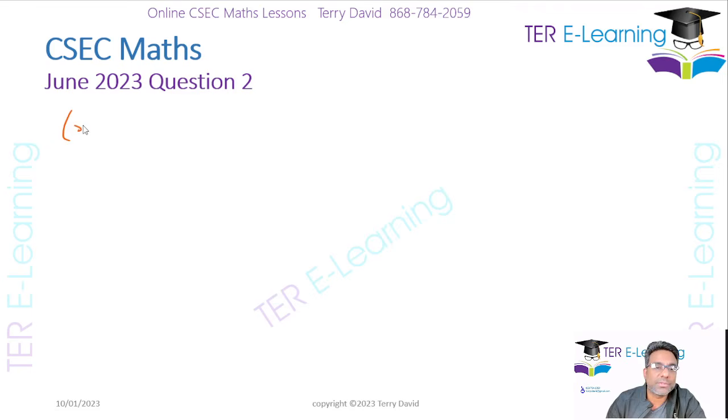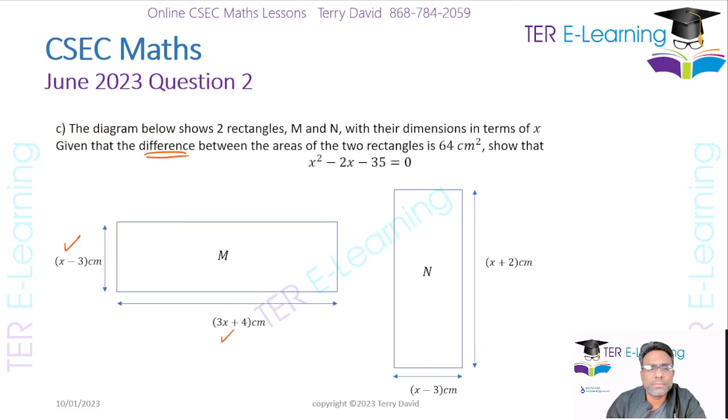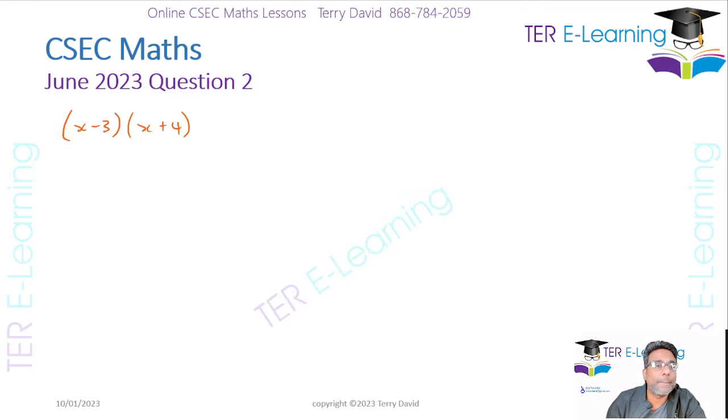So this is x minus 3 multiplied by 3x plus 4. Right? So we're going to multiply this out here.